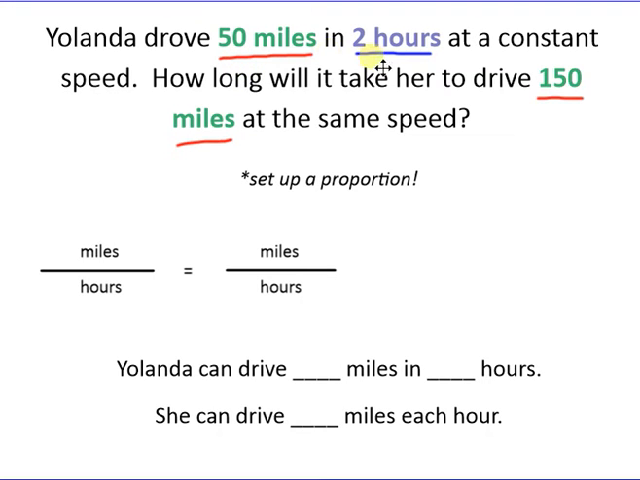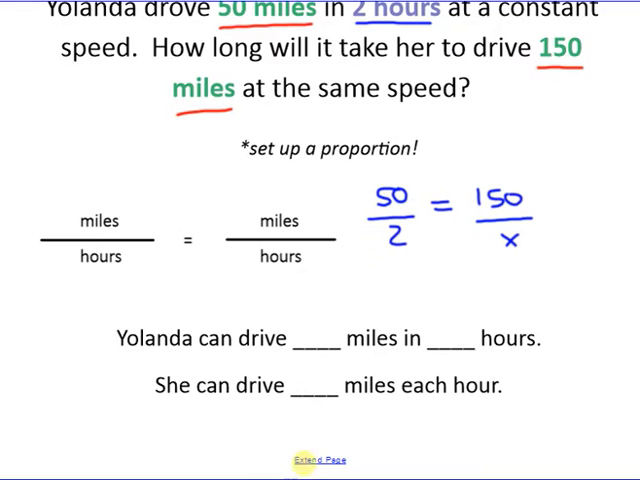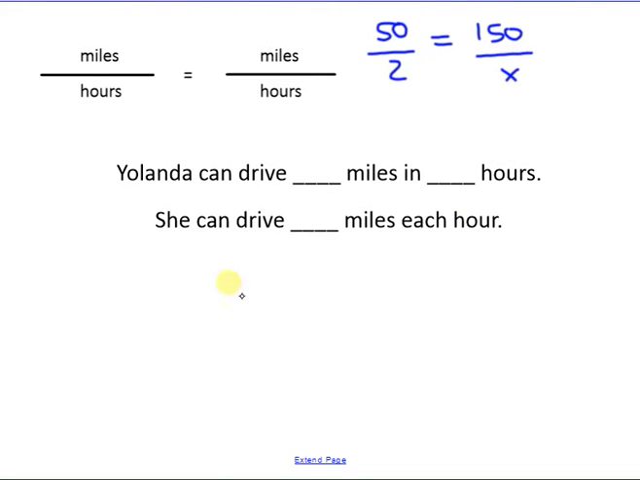So, we have 50 miles in 2 hours. So we have 50 over 2 equals. And then we have 150 miles, so that's going to go on top, over x, because it's asking us how many hours will it take her to drive 150 miles. That's our missing value. And so now we just need to solve. I'm going to solve it down here so we have more room. So 50 over 2 equals 150 over x.